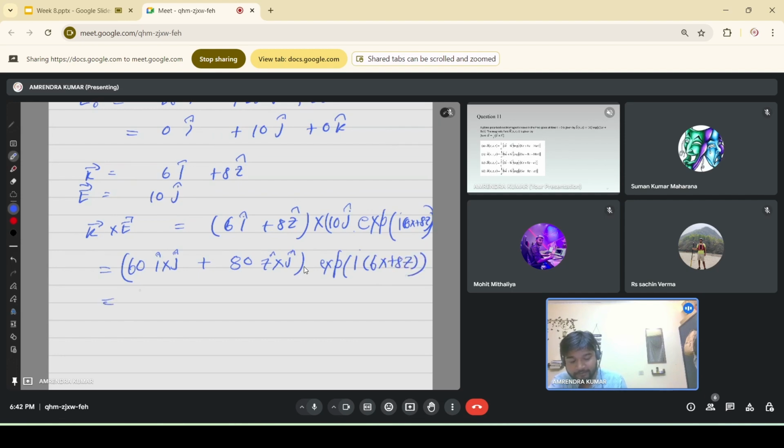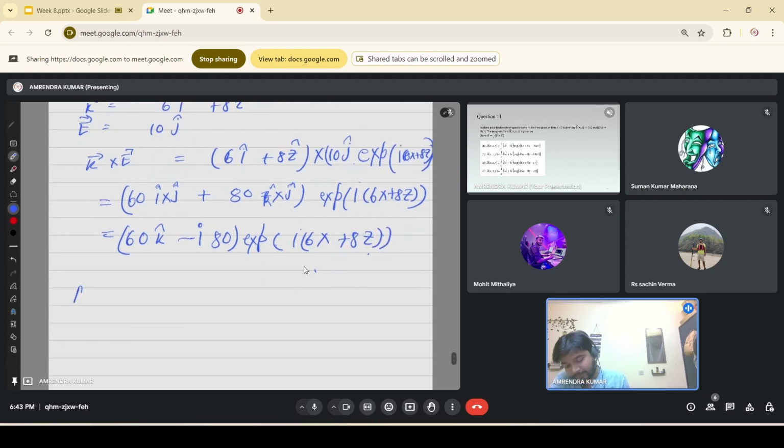Now what you can see from here, i cross j is k, so we get 60 k vector plus 80 into j cross j. So k cross j is minus i vector. So it will be like minus i of 80 into exponential, you can remove this, and this is exponential of i(6x plus 8y).